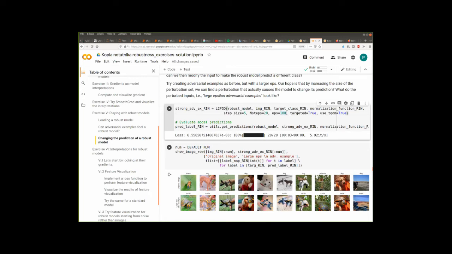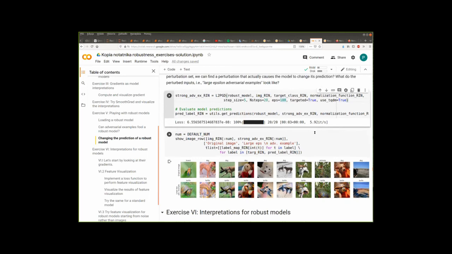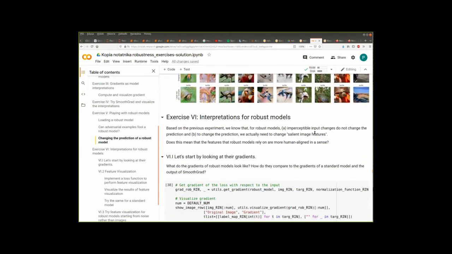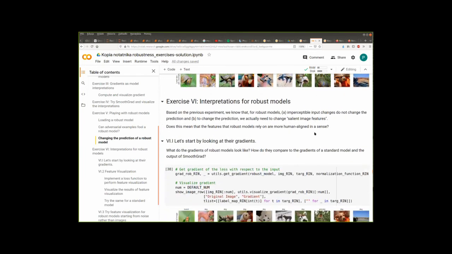The epsilon for which it starts to really make bad predictions. But this is the first one, and you should already see some turtle-ish features in these data points. So this is the part that we missed, sorry for that. So let's go to exercise 6.